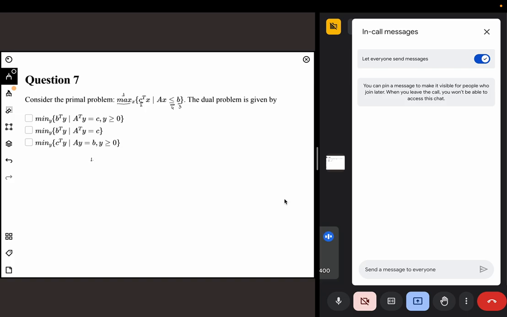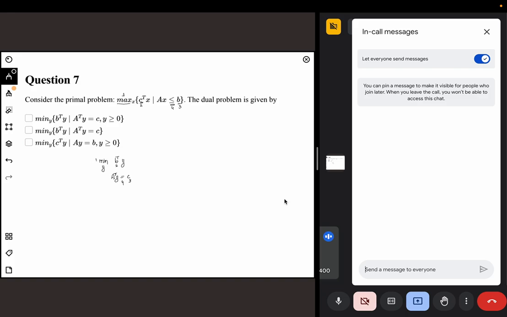So the first one, the maximization should convert into a minimization problem, and then you introduce the variable y. And the second one, the objective and constraint should be reversed. Then comes the interchange of objective and constraint, so this b will be replaced with c. That is my third point. And the last one is the inequality should be replaced with equality. So if this is the primal problem, the corresponding dual problem will be something like this.